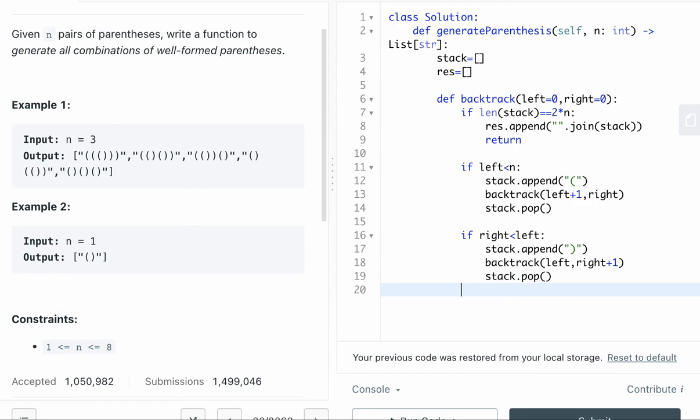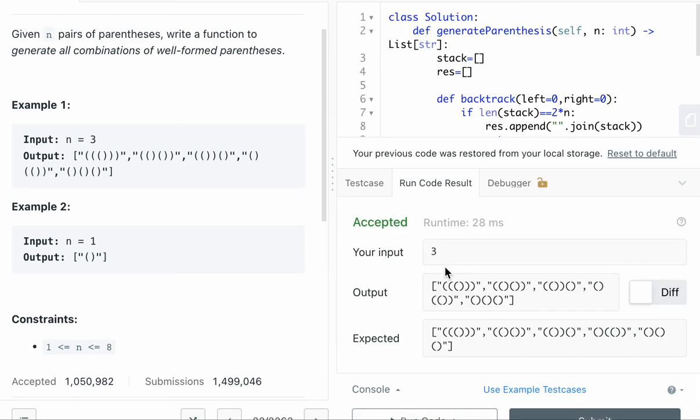That's it for the backtracking function. After that, I'm going to backtrack starting from zero. I don't need to pass anything, because I already set default parameter values. So in the end, I'm just going to return result. That should be what we're looking for here.